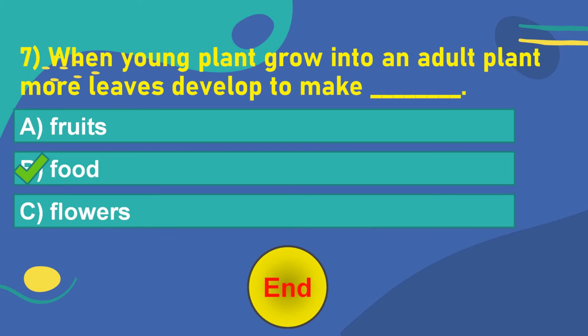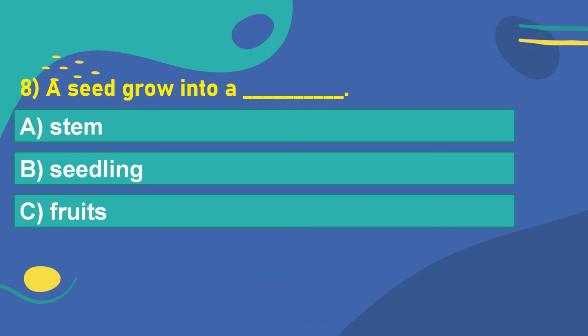The eighth question is, the seed grows into a dash. Option A, stem. Option B, seedling. Option C, fruits. Think of the answer. Your time starts now. 5, 4, 3, 2, 1, 0.